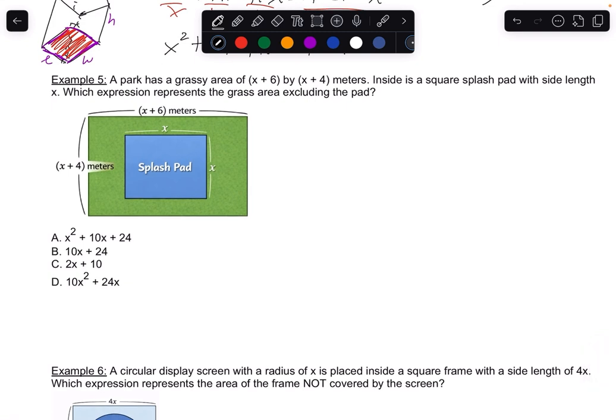All right, number 5: a park has a grassy area of x plus 6 and x plus 4 inside a square splash pad with a side length of x. Which expression represents the grass area excluding the pad? So I'll give you a second. All right, so just to clarify, it represents the grass area excluding the pad.